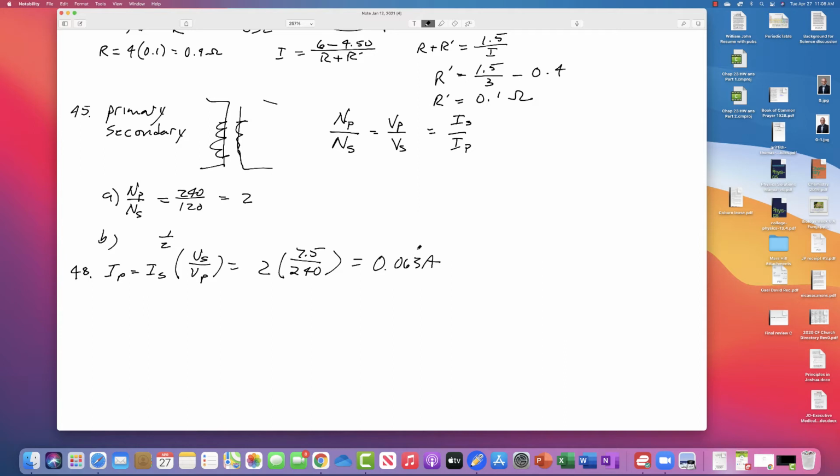Number 48b says, if the actual efficiency is less, would the input current need to be smaller or greater? Well, it would need to be greater because any impact on efficiency would lower this number. And so to get this same output, you'd have to increase the power.